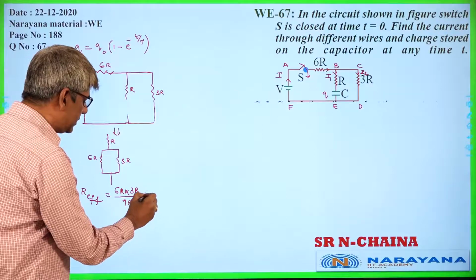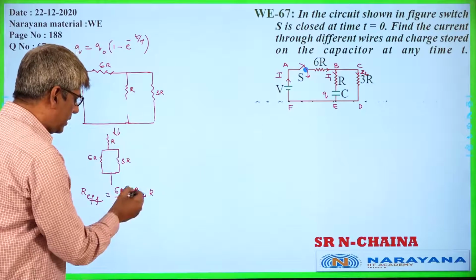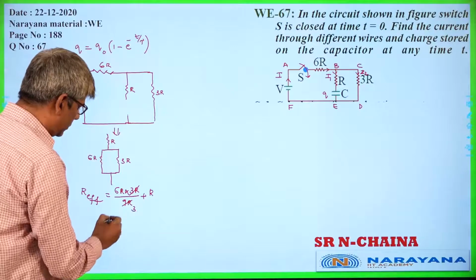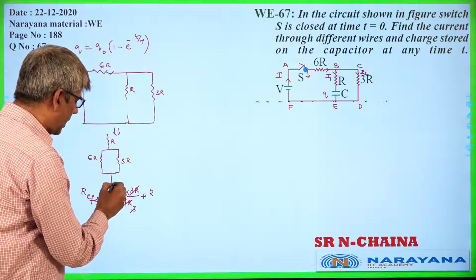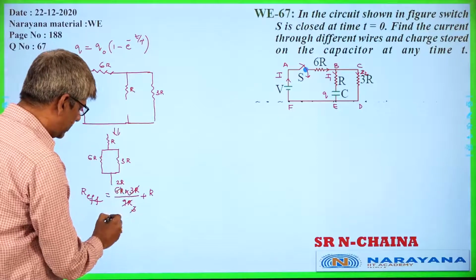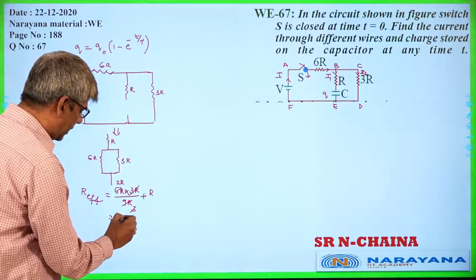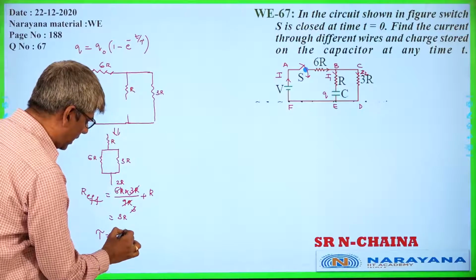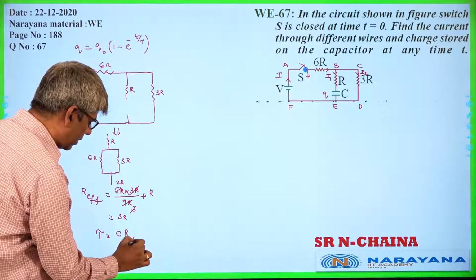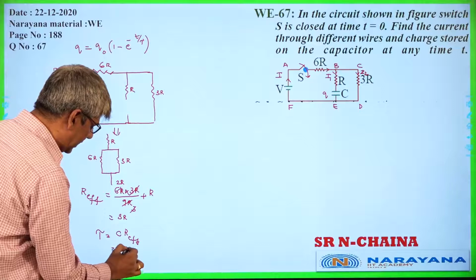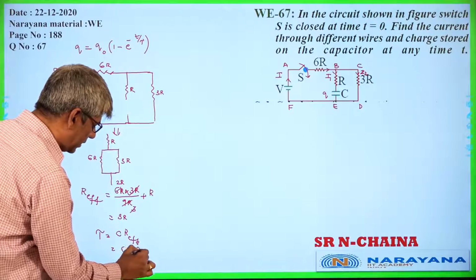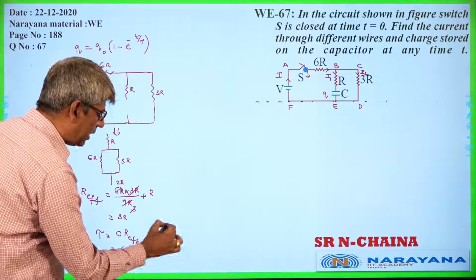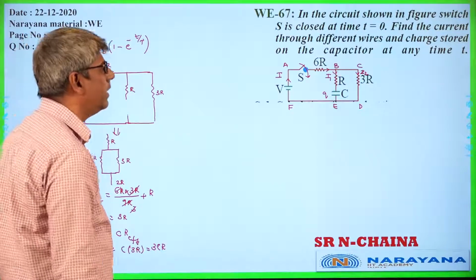This effective resistance is in series with R. So 3R, this 3 times, so 2R plus R. So R effective is equal to 3R. Now the time constant is equal to C into R effective, which we can write as C into 3R, so it is 3CR or 3RC.